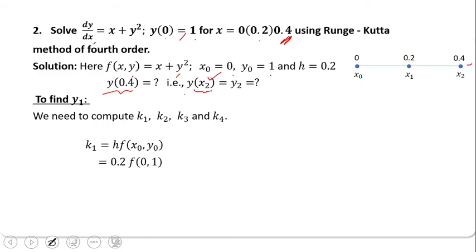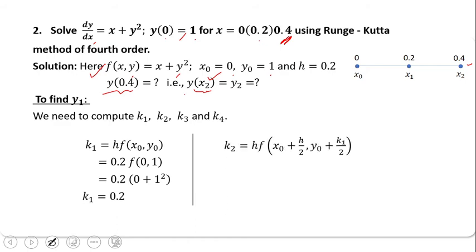Now substitute the values of h, x0 and y0 here. Then it is 0.2 times f of 0, 1. To get f of 0, 1, put x is equal to 0 and y is equal to 1 in the formula of f of x, y. Then f of 0, 1 will be 0 plus 1 square. So this equation can be written as 0.2 times 0 plus 1 square. If we simplify this, it will give 0.2. So k1 is 0.2 here.